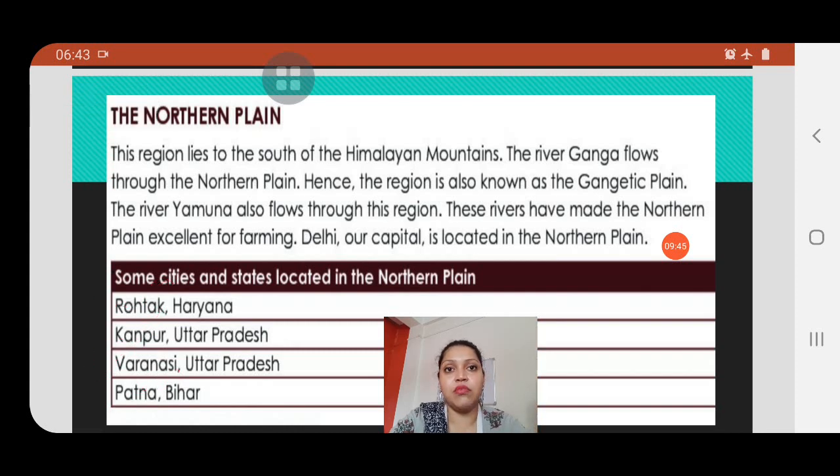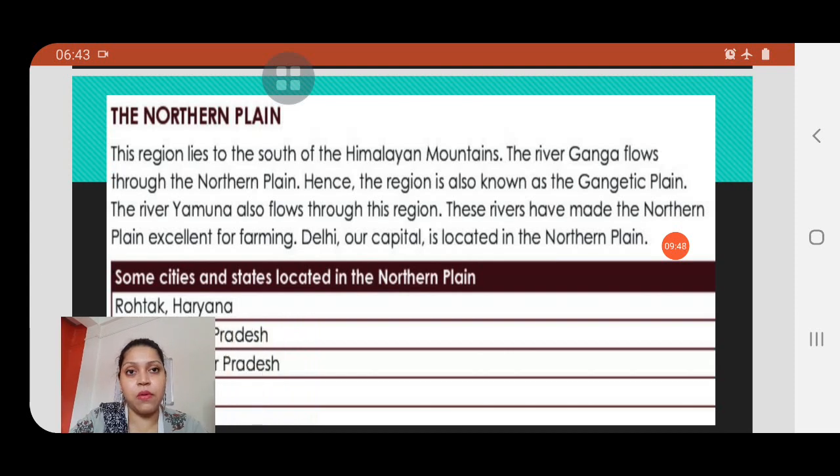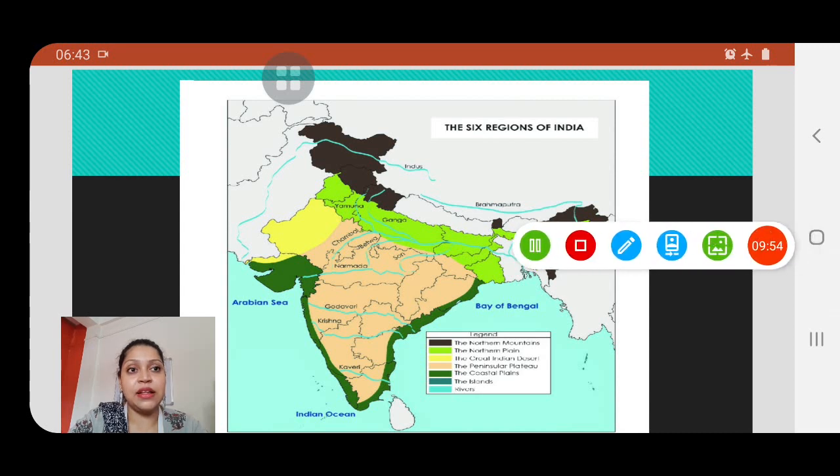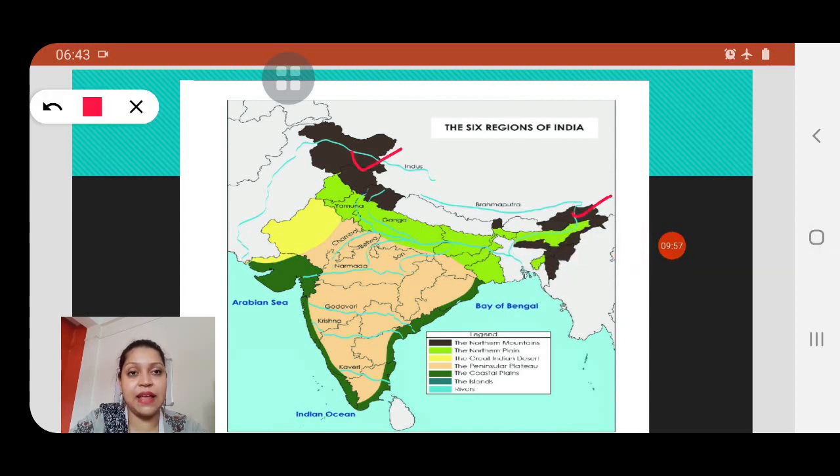Now let's move to a picture which shows the northern plain. So this is the northern mountains, and to the south of it is the northern plain. This green color is the northern plain, and it comes to Assam also. So this whole region of the northern plain lies to the south of the northern mountain. In this Ganga plain, the river Ganga flows, and the river Yamuna flows.